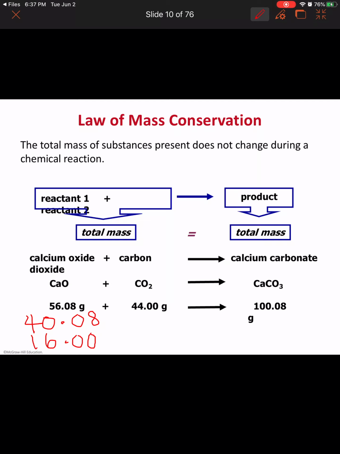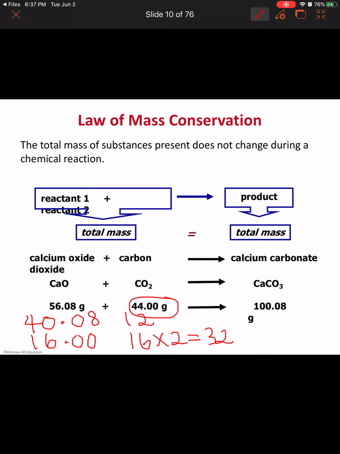And carbon dioxide, carbon molar mass is 12. And oxygen molar mass is 16, and there are two oxygens. So 16 times 2 is 32. 32 plus 12 is 44. That's how you get the number here.